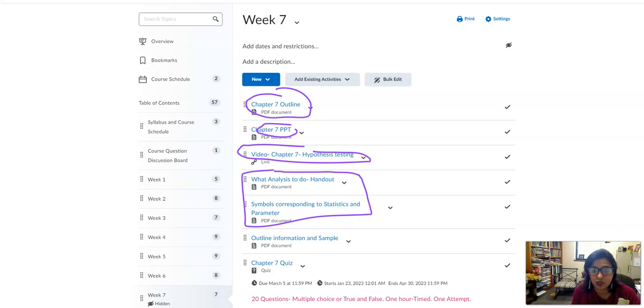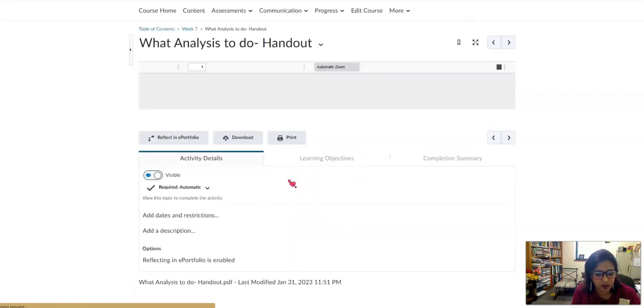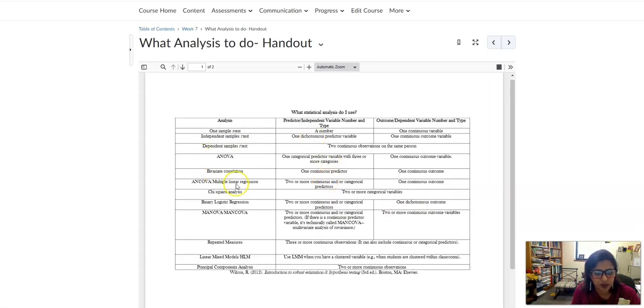Statistics is related to your sample and parameter is related to your population. So what are the different symbols that are used? This is from your Hulk book directly. So let me open it up and I will just show you very quickly. So here is what it is.